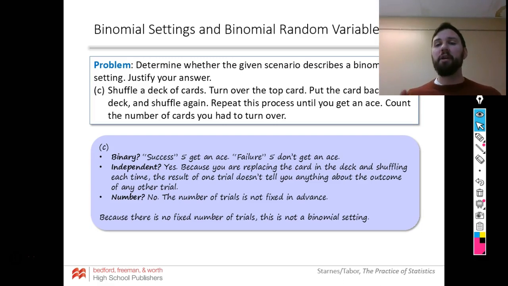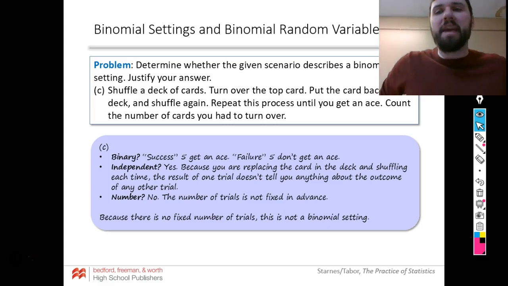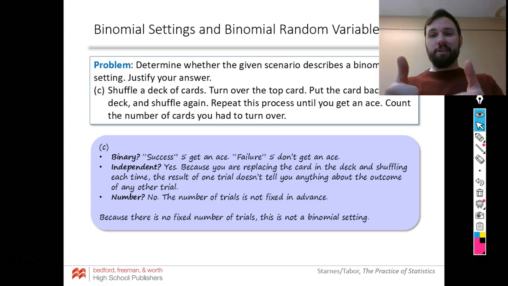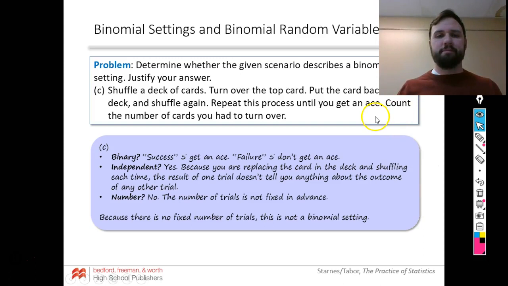Is there a set number? No, because you're flipping until you get an ace. You need a set number of trials. Now, if you had said, I'm going to do it 10 times and count how many aces, that would have been good.